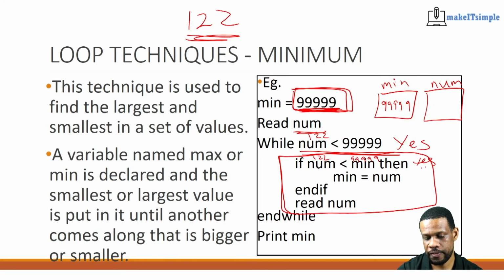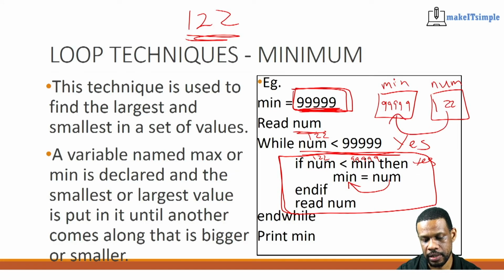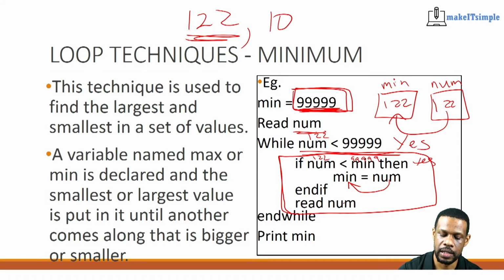And if it's yes, then you want to take the number and throw it inside the minimum. So 122 is now going to update and go inside the 99999, and then you'll get 122 becoming the smallest number so far. So we found the minimum. Yay! But what if Phil puts in another number like 10? What will happen? Well, let's assume Phil puts in a 10 down here where we read the new number.